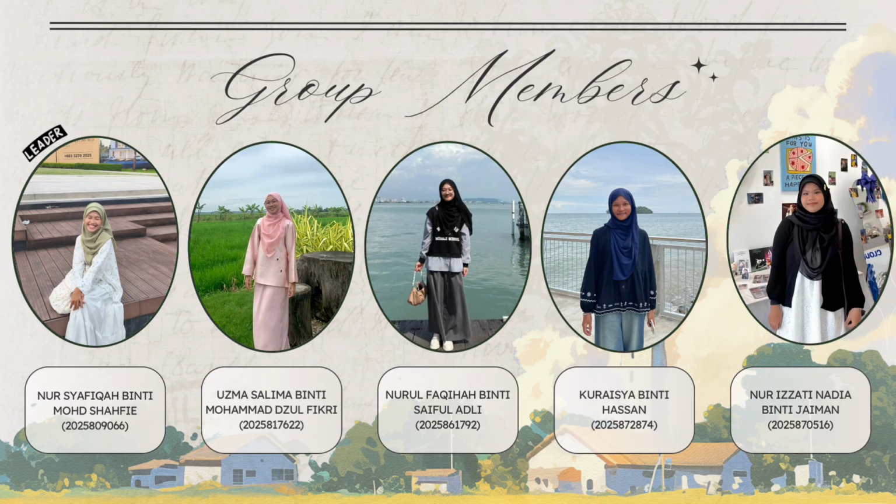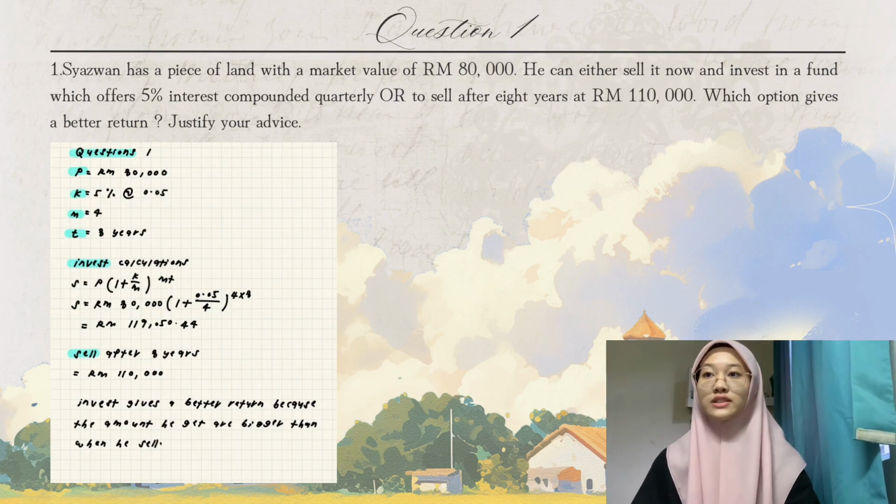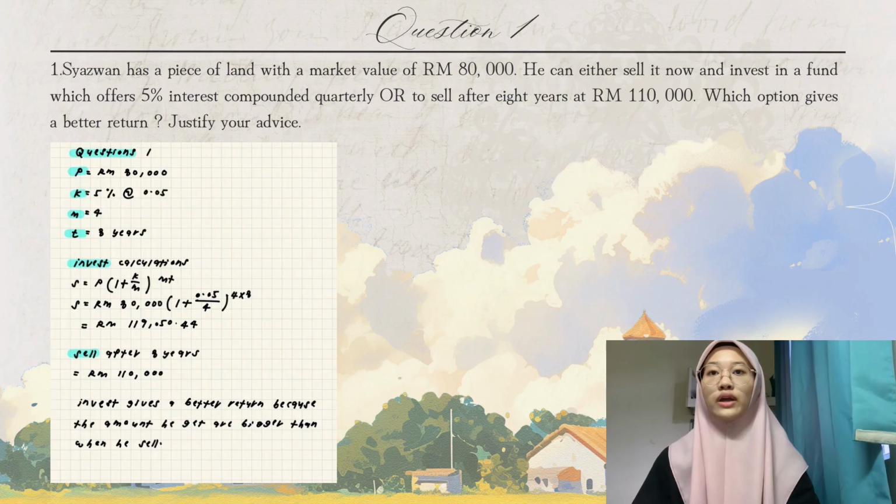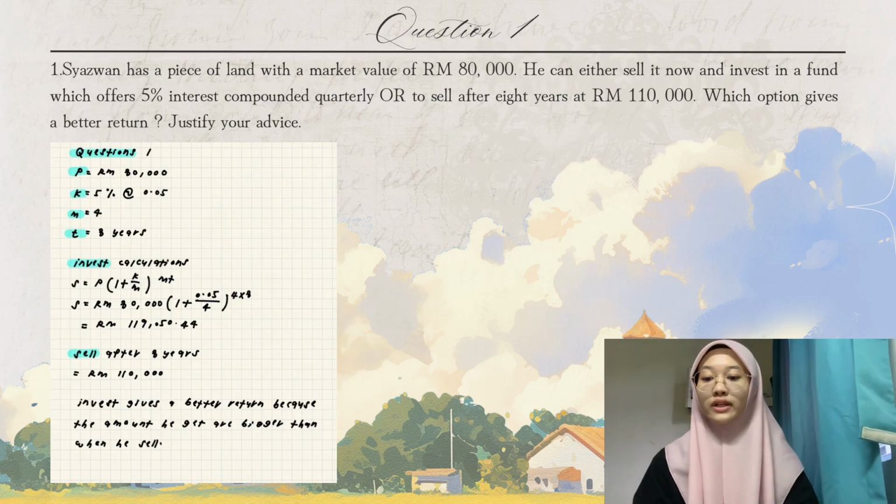N5BA1111C. For question 1, Shazwan has a piece of land with a market value of 80,000 ringgit. He can either sell it now and invest in a fund which offers 5% interest compounded quarterly, or sell after 8 years at 110,000 ringgit. Which option gives a better return? Justify your advice.